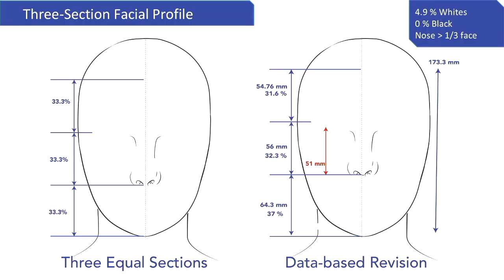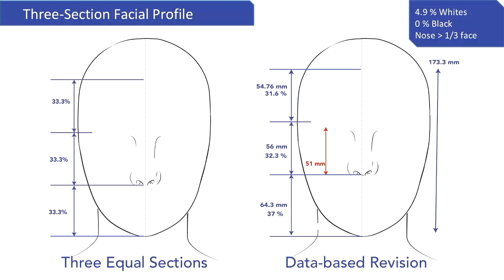So let's see what this looks like in practice. So here's the nose and the face. You'll see on the left, it's the canon, and on the right, it's the database revision. So based on these studies, we have a value of 51 millimeters, and this is for a female Caucasian head. So I'm going to use the female Caucasian as our model.